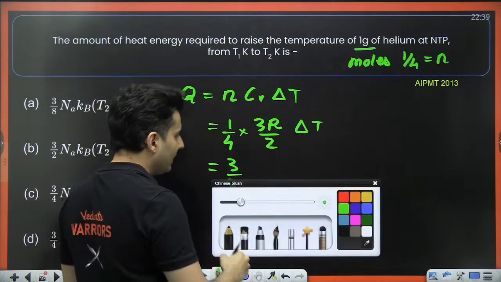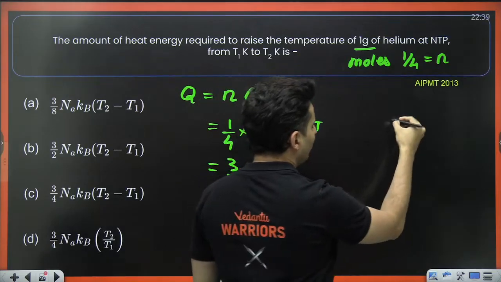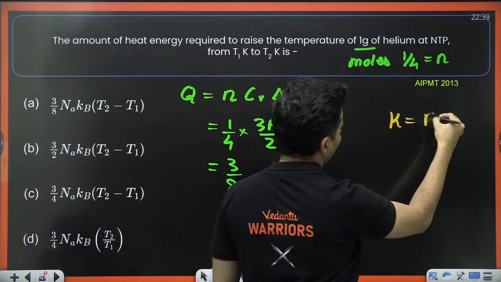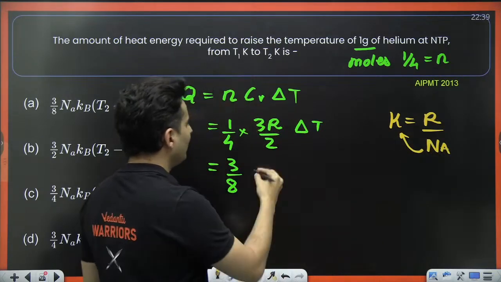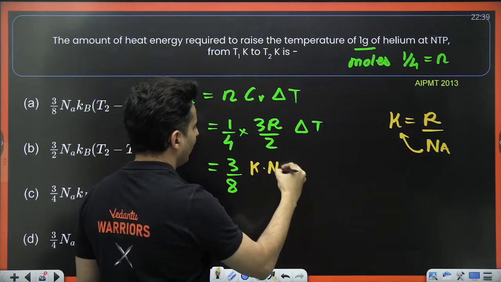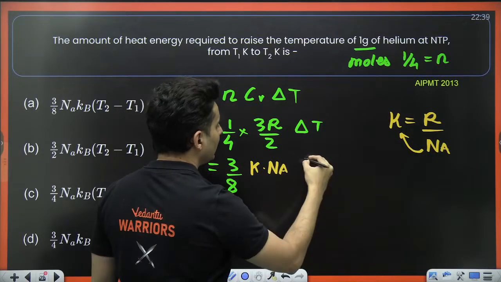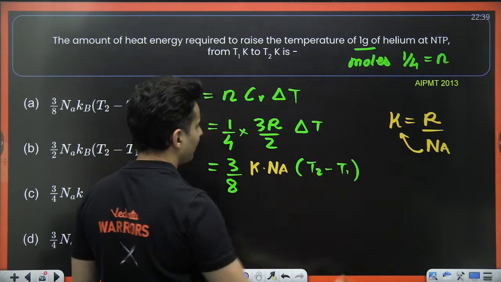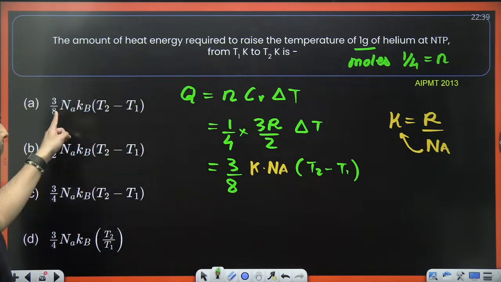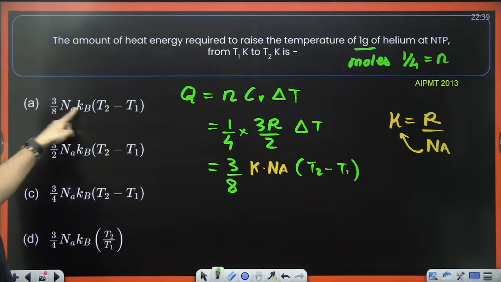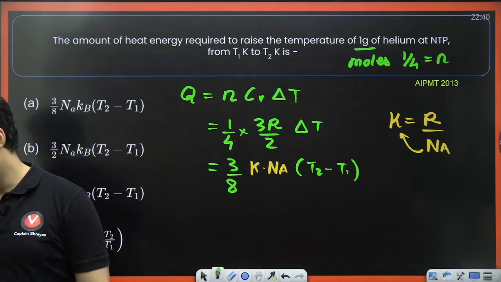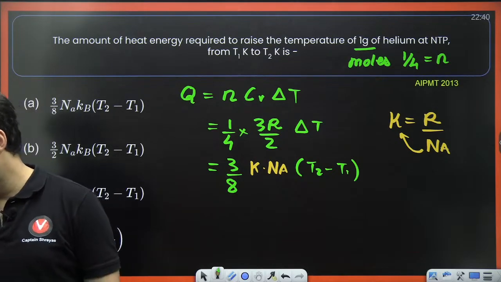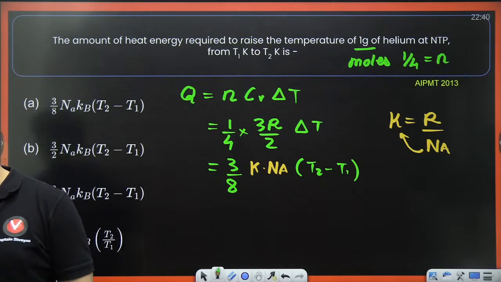Instead of R, can I write it in terms of Boltzmann constant? Remember, Boltzmann constant was R by Na. So if I take Na over here, R will be replaced with K times of Na, and delta T is nothing but T2 minus T1. So I think such an option is there over here. K into Na 3 by 2, and this is your T2 minus T1. So that is option A. This was a simple AIPMT 2013 question. Yes, very nice. Awesomeness. Cool.